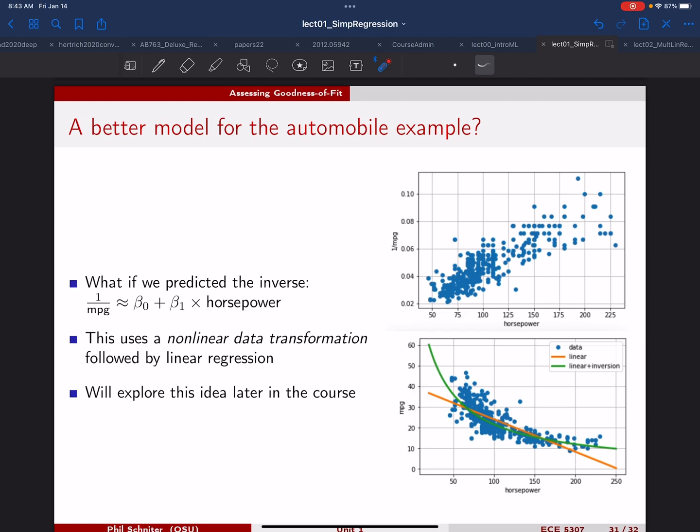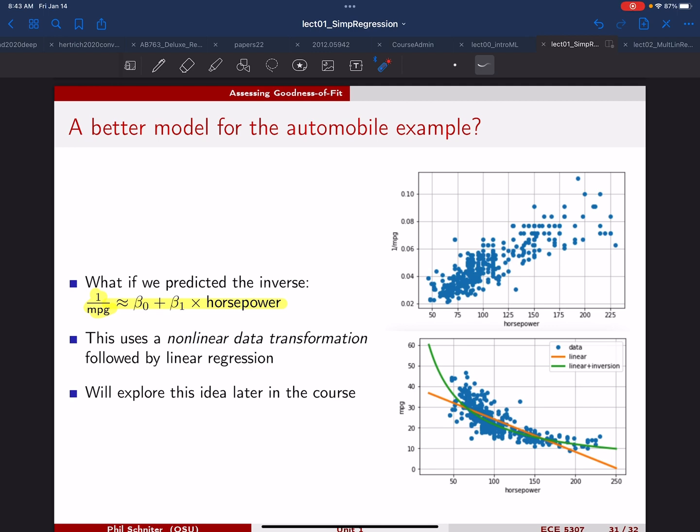So until now, we've been predicting miles per gallon from horsepower, and this is the least squares linear fit in orange that we came up with. And as you can see, it doesn't do a great job. What if instead of predicting miles per gallon from horsepower, I chose to predict 1 over miles per gallon from horsepower? So now I have kind of redefined my data. I've just inverted my labels, my targets, but I'm still doing a linear fit on this new data set.